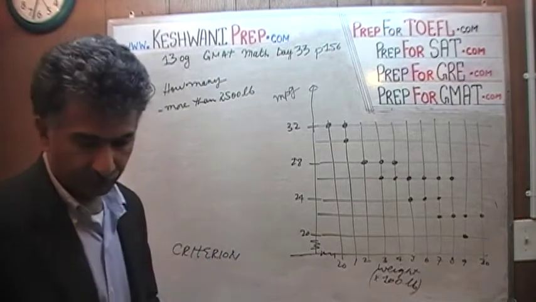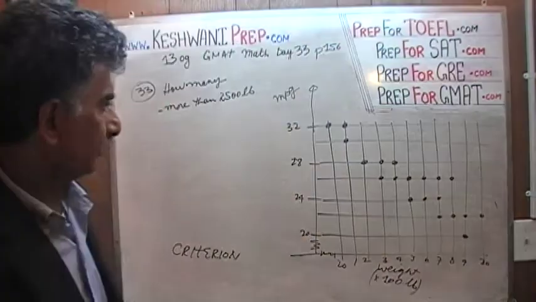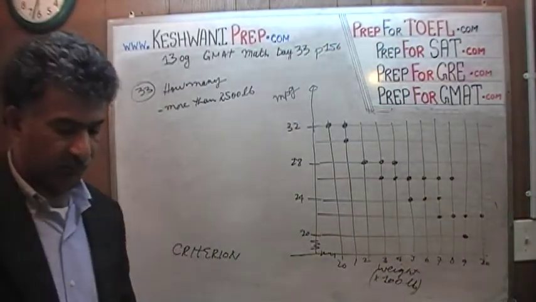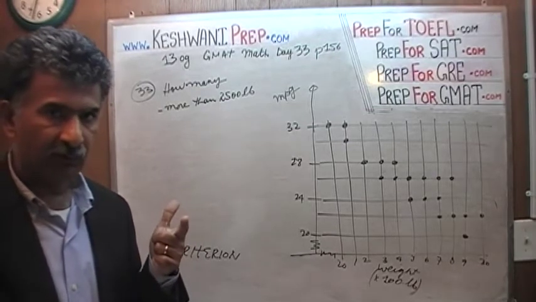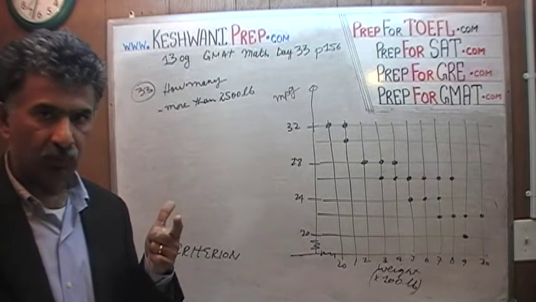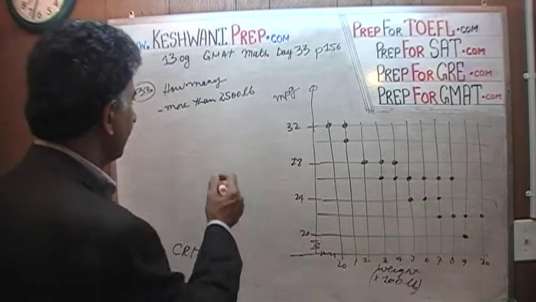We'll come to this in a second. Let's first finish the problem. There are two criteria here that we have to fulfill. The car has to be more than 2,500 pounds and it has to give us gas mileage of 22 or more. So we'll do one at a time.